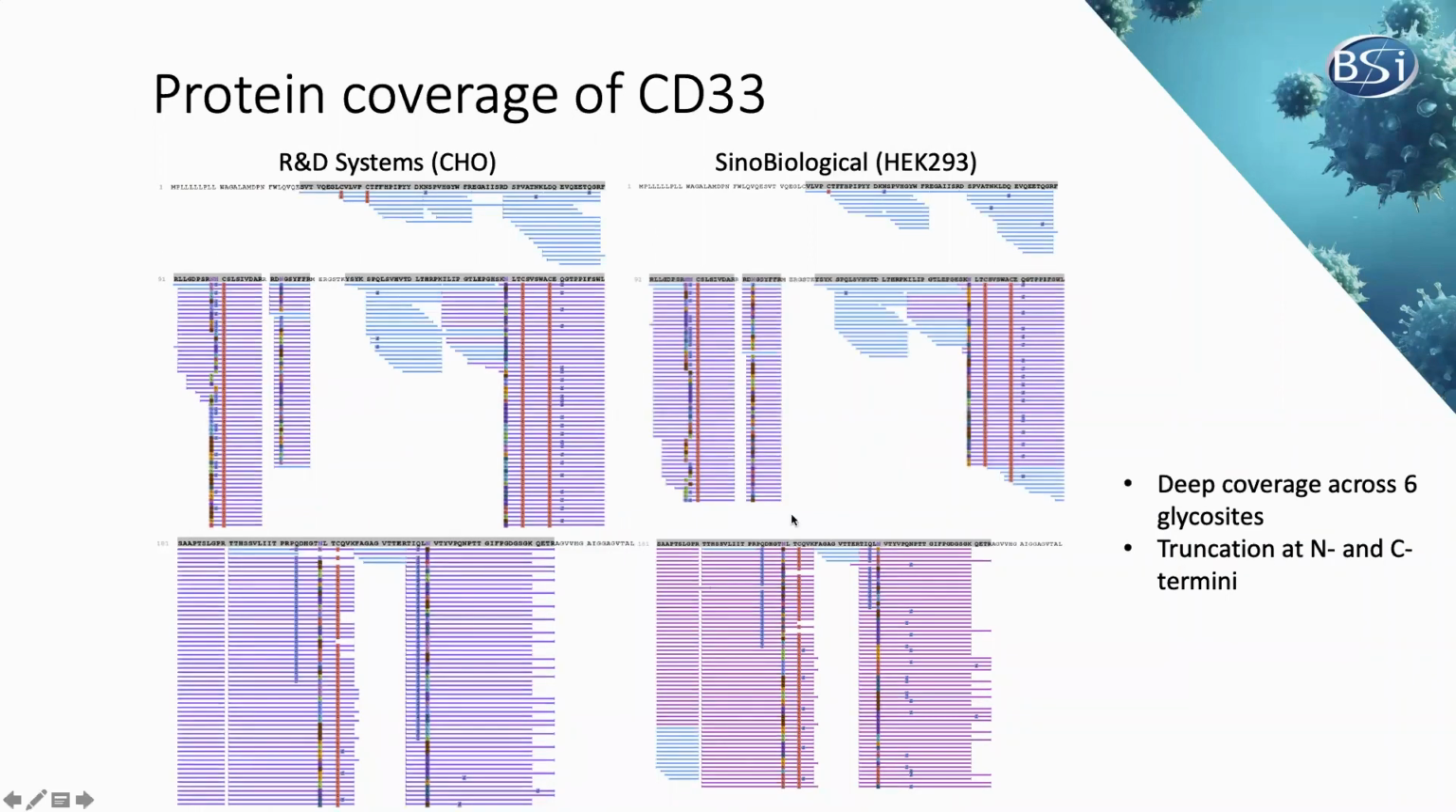So overall, the coverage looked fairly similar. All the blue bars represent non-glycopeptides. The purple are N-linked glycopeptides. So we had really good coverage of 6 different N-linked glycosites across these proteins. And we also saw some truncation of the N and C terminus, probably a result from different expression vectors and sample prep.